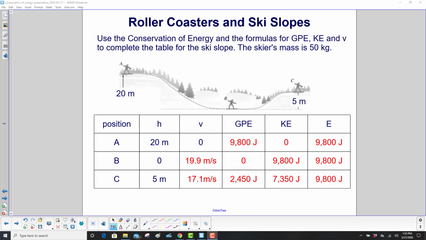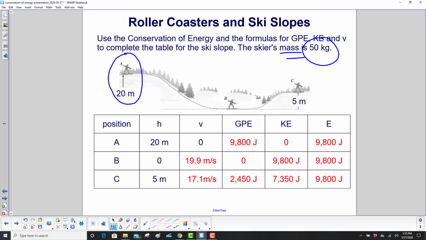Use the conservation of energy in the formulas for GPE, KE, and v to complete the table. The skier's mass, I'm going to need that, is 50 kilograms right over here. That's mass. Well, we've already got the table completed, but if you don't know how we did it, it's not terribly helpful, is it? So let's go through it. All we have in the beginning is the mass and the height where the skier is at rest. Okay, we're going to assume he's at rest here. They didn't say it, but we have to assume he's at rest.